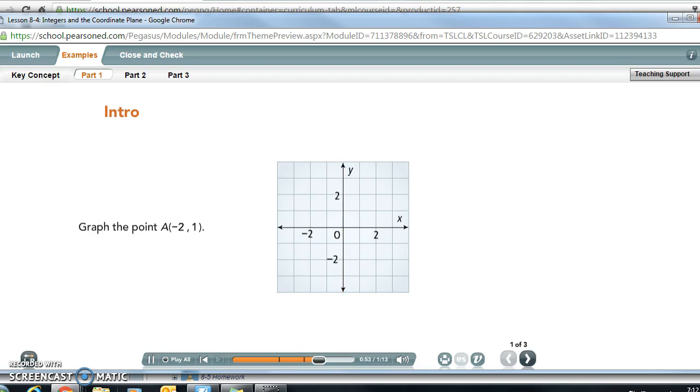Graph the point A (-2, +1). Start at the origin. The x-coordinate is -2. Move 2 units to the left from the origin. The y-coordinate is +1. Move 1 unit up from the x-axis. So remember, a baby can crawl, so they can go left to right before they can walk up and down.